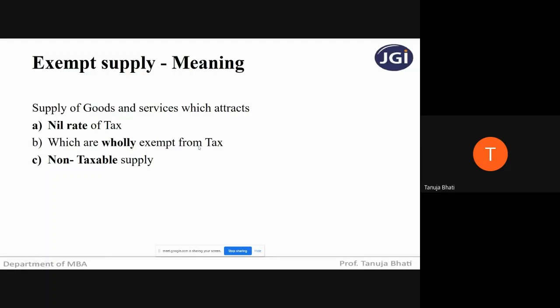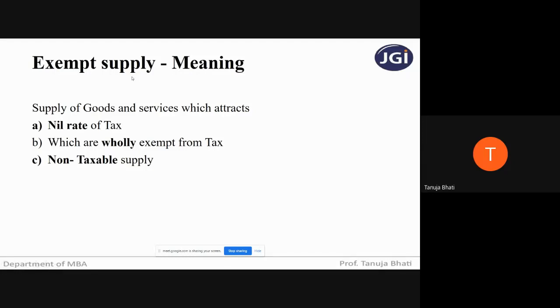Next, which are wholly exempt from tax. There are certain supply of goods and services where government is giving 100% exemption from tax. That means on those supply of goods and services, there will be no rate of tax, not even zero rate of tax, not even other rates of tax that are applicable in GST. They will be 100% exempt from tax. So if any supplier is supplying goods and services which are wholly exempt from tax, they need not collect GST.